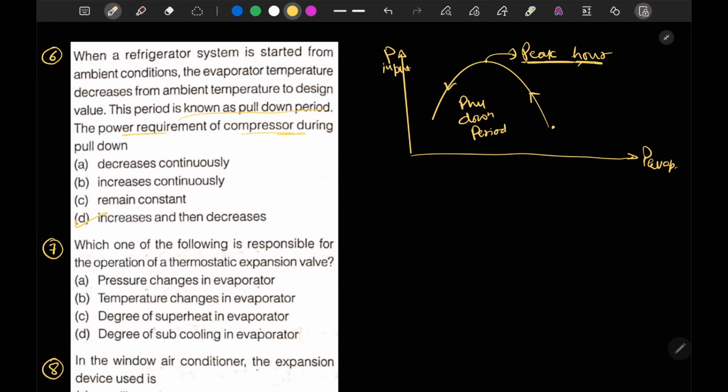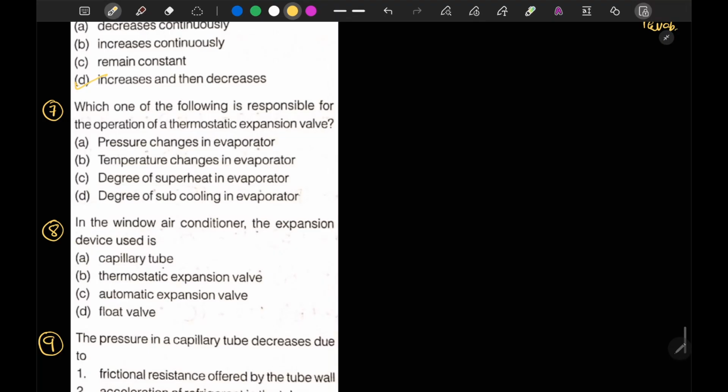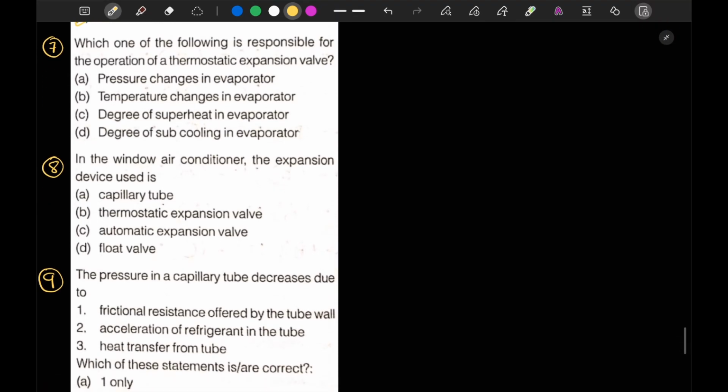Now moving to the next question: which of the following is responsible for the operation of the thermostatic expansion valve? The thermostatic expansion valve is after the condenser, the same as a throttling device. The options are pressure change in evaporator, temperature change in evaporator, degree of superheat in evaporator, and degree of subcooling in evaporator. So it depends on the degree of superheat in the evaporator.